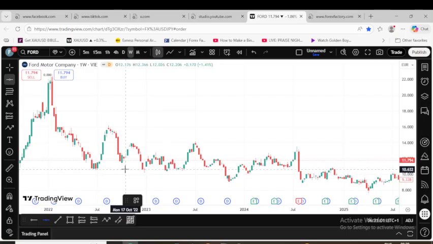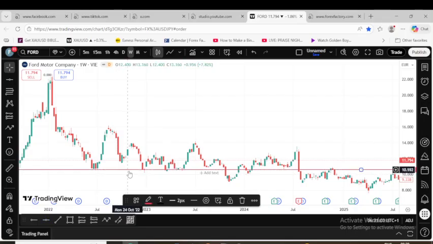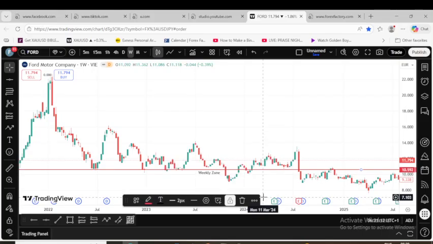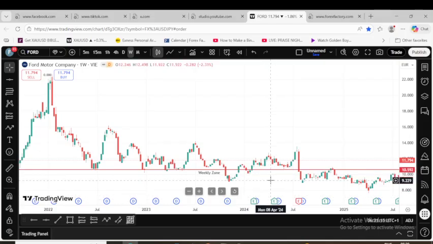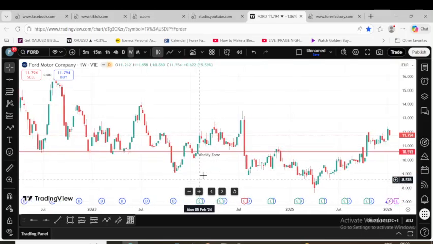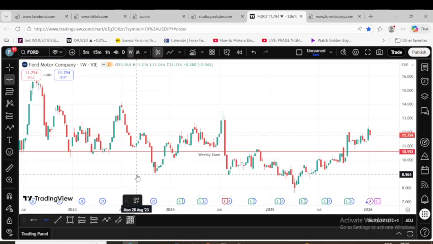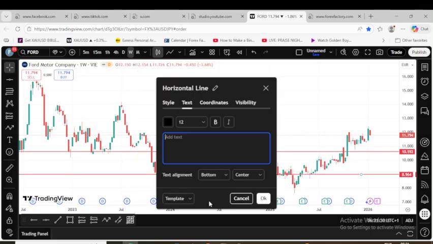So we have one here. Consider this level. Support level becomes resistance. So this is a weekly zone. We have another zone here. It's another weekly zone.